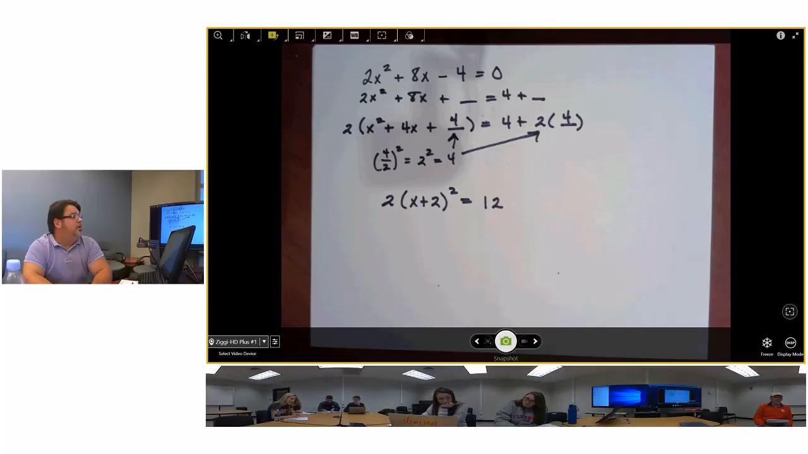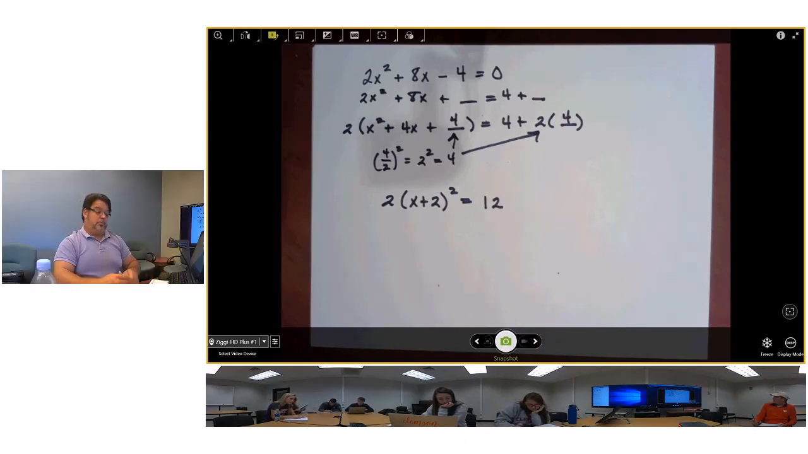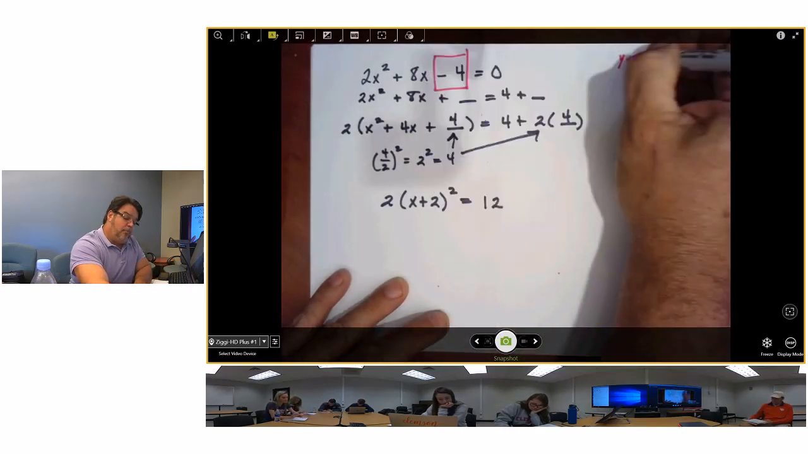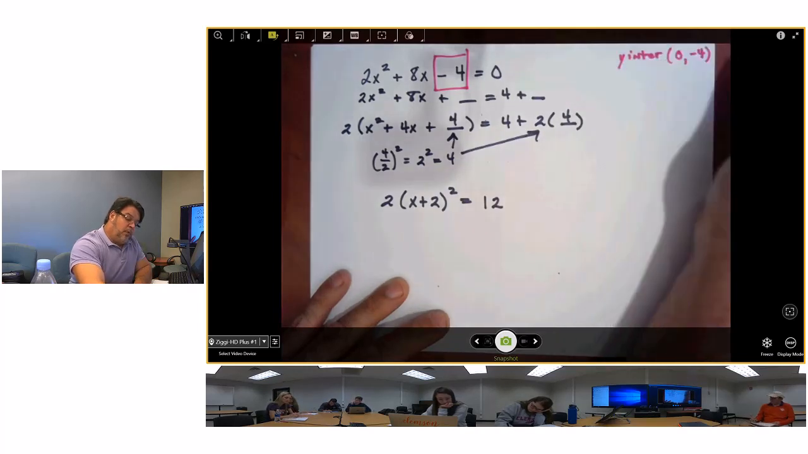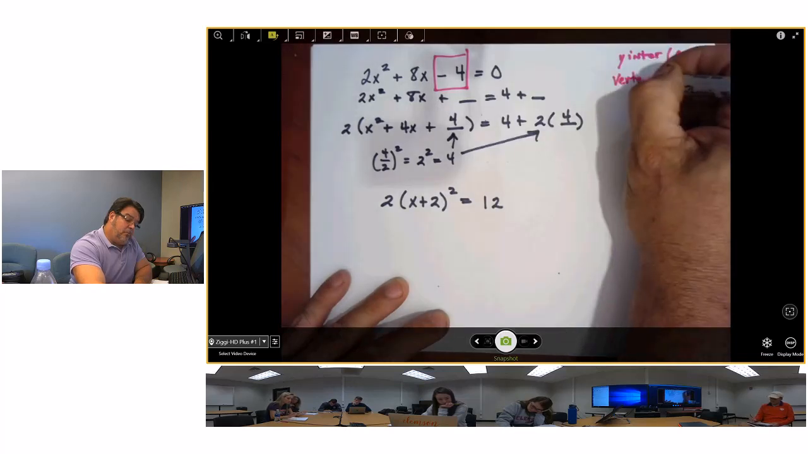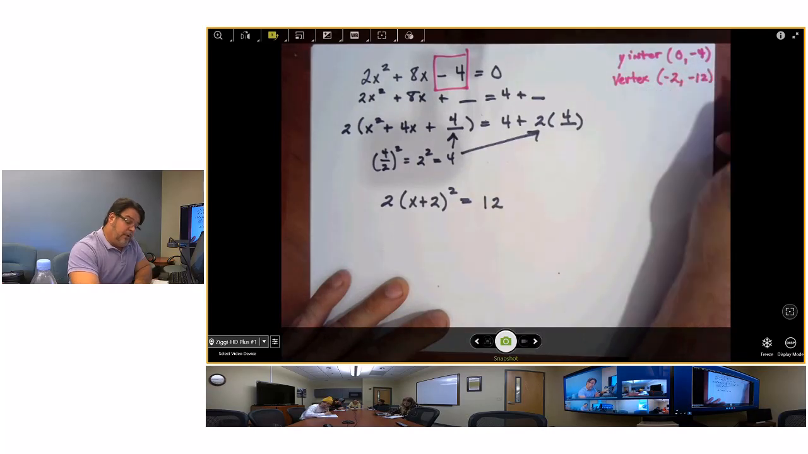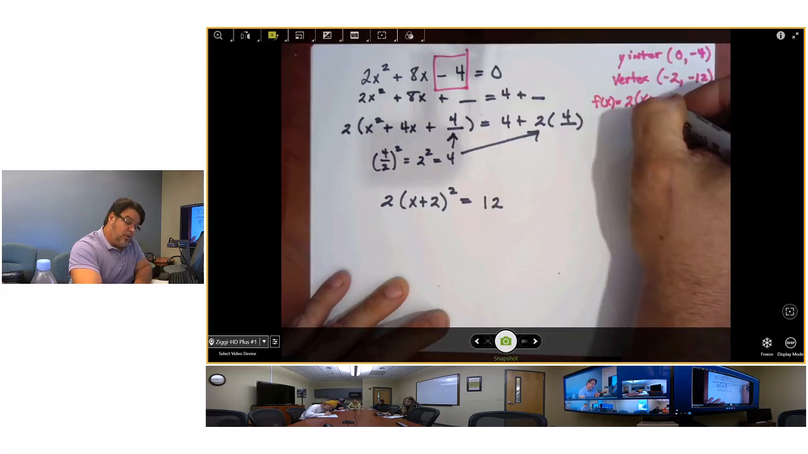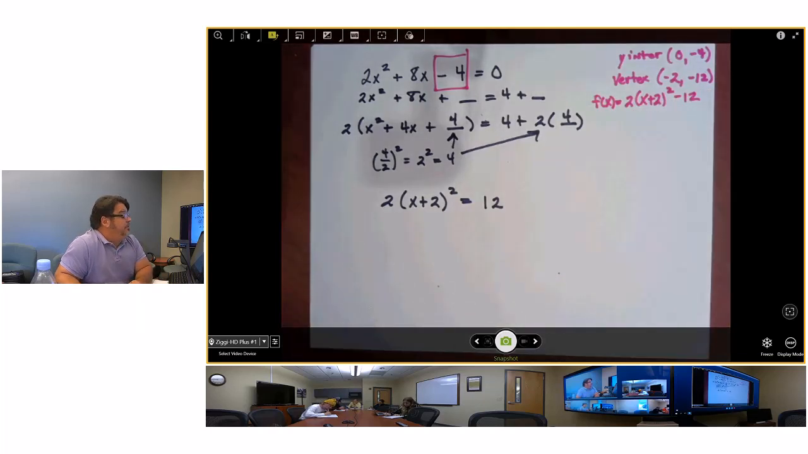I thought I did. Okay, so now you have your y-intercept. Your y-intercept is (0, negative 4). Your vertex is (negative 2, negative 12). And f of x is equal to 2 times x plus 2 quantity squared minus 12, if you need the function in vertex form.